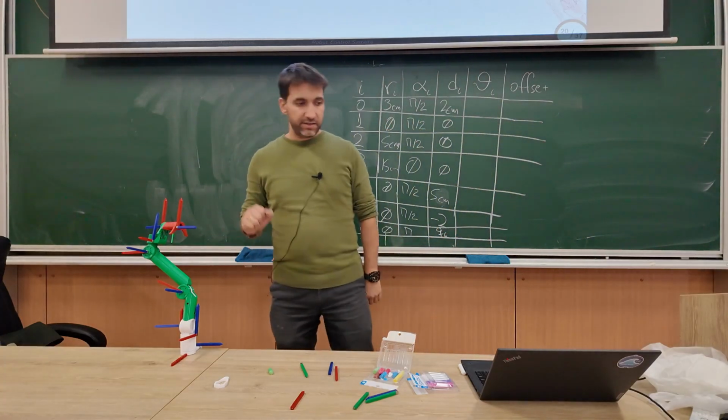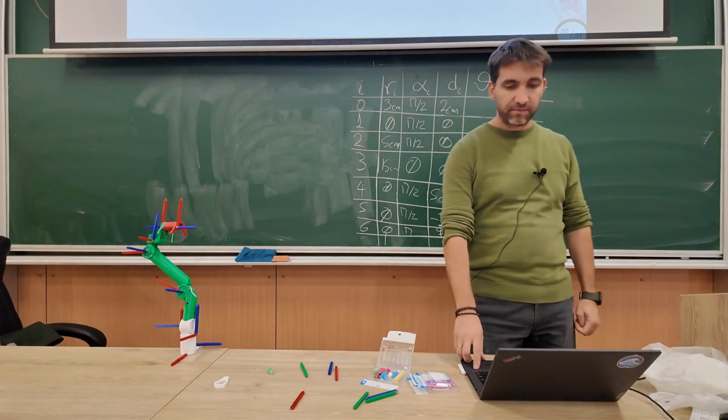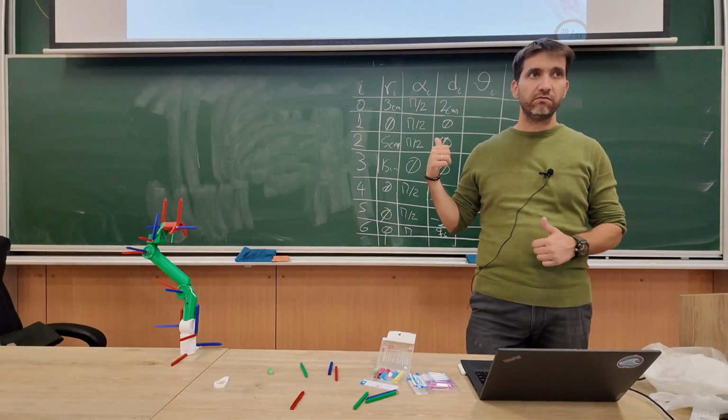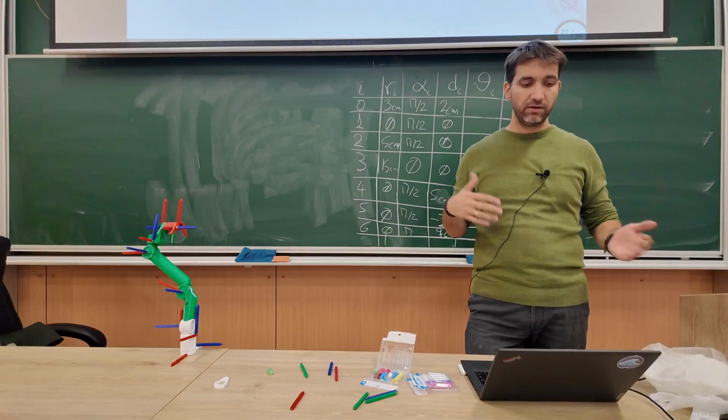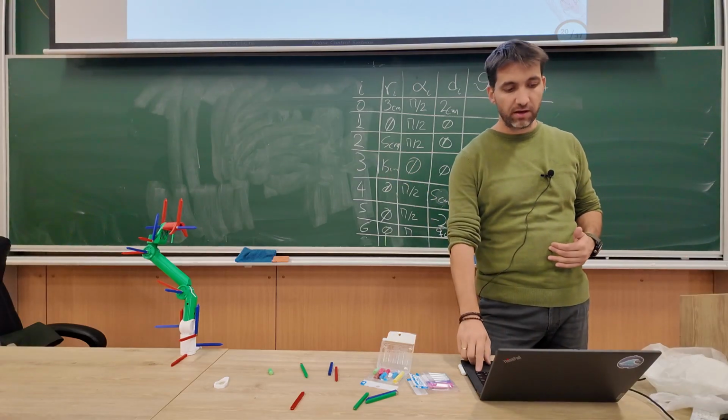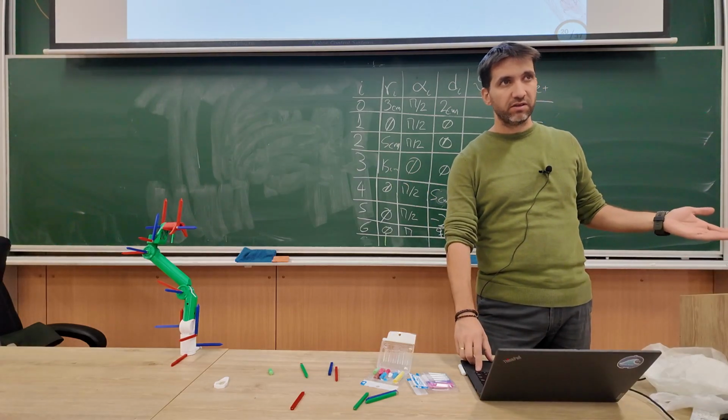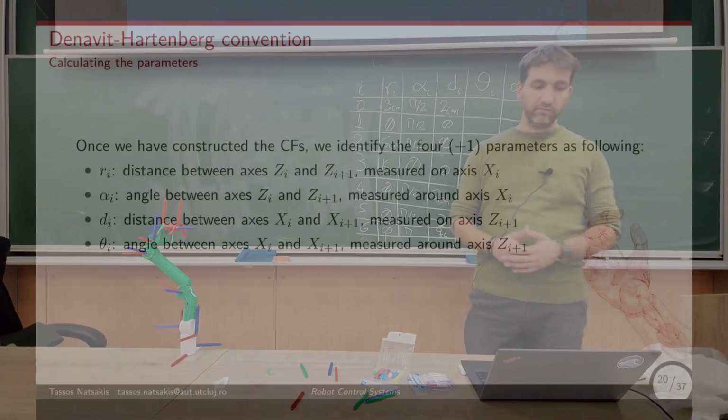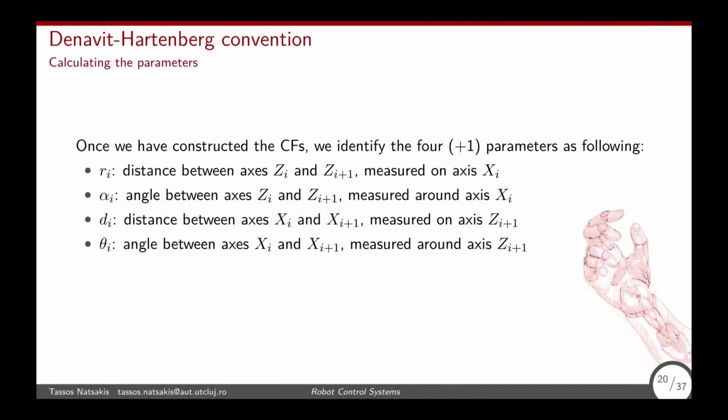For the last one, we'll see again. All right. Clear with the d parameter as well? Distance from xi to xi plus 1 along zi plus 1. What would be the last parameter, theta? The angle between these two x-axes around the zi plus 1. Okay?